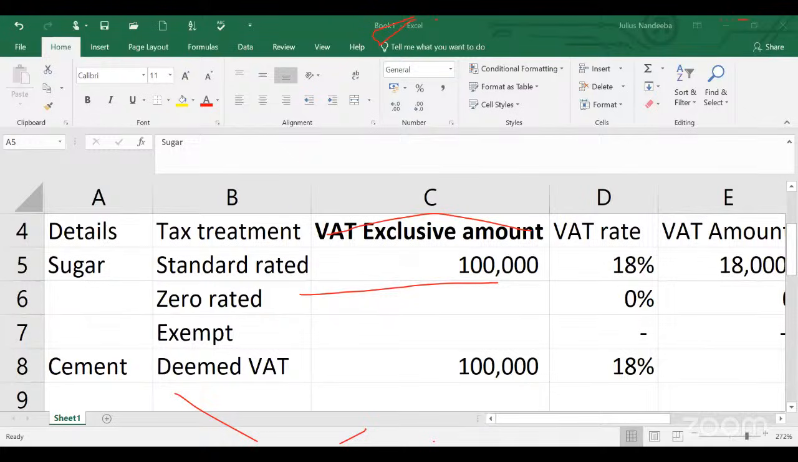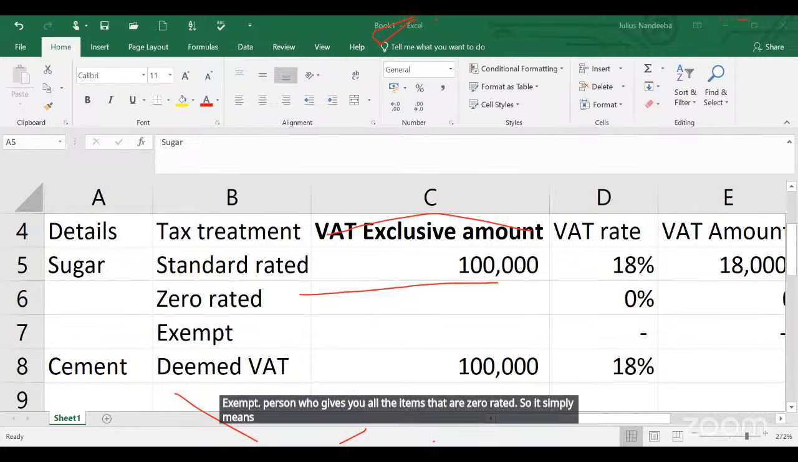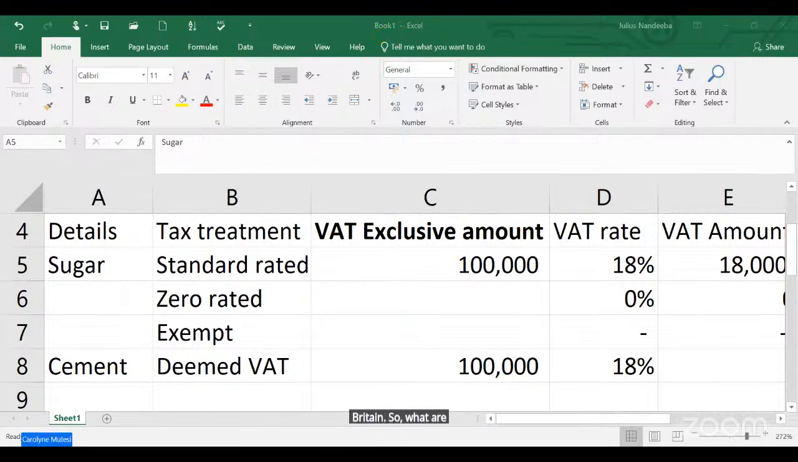Because the third schedule gives you all the items that are exempt. The fourth schedule gives you all the items that are zero rated. So it simply means anything that is not in the third and fourth schedule becomes standard rated. So what are the examples that you're going to find?